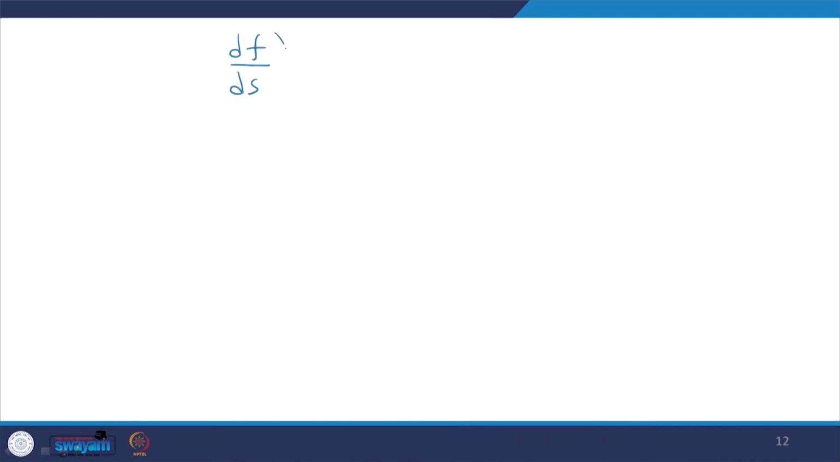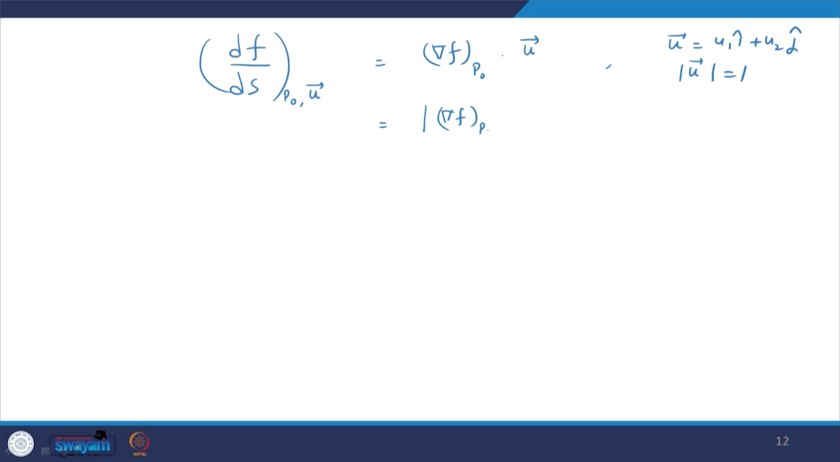Now, let us try to understand the geometrical interpretation of this. We have seen that the directional derivative of f at p naught in the direction u is a dot product of the gradient of f at p naught with the u vector, where u is u1 i cap plus u2 j cap, a unit vector, mod of u is 1. Now, a dot b is mod of a, mod of b into cosine of the angle between them. So, this is mod of the gradient, mod of u, and cosine of the angle between them. This theta is the angle between the gradient of f at p naught and vector u. Now, mod of u is 1, so this is nothing but mod of del f at p naught into cosine of the angle between them.